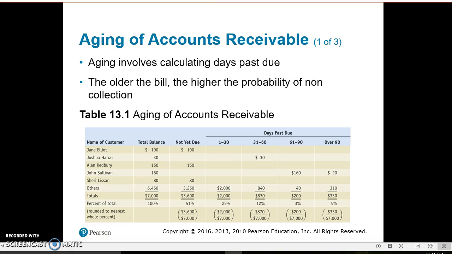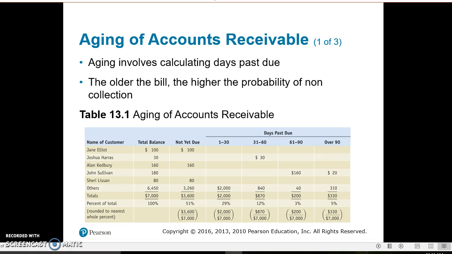So it kind of estimates how much we think we're not going to collect. We also have what's not due yet from each person. And we look at it as, the older it is, the more likely we're not going to be able to collect it. So if we look at what we have not due yet of $3,600, 51% of that is not going to be collectible. If you get down to over 90, we say 5% of that is not going to be collectible. So you age them out and you estimate, and then you add all those together.